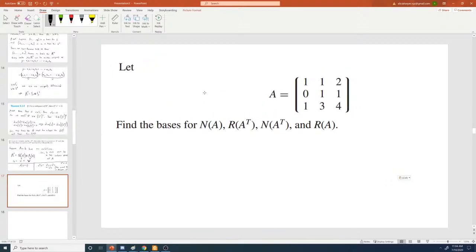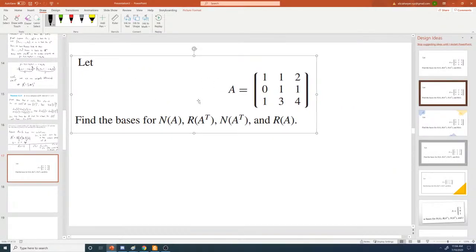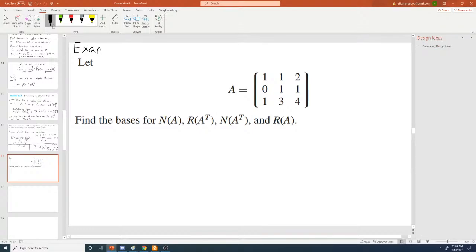So here will be our first example. I'm going to let A be this matrix. And what I want to do is find bases for the null space of A, the column space of A transpose, the null space of A transpose, and the row space, the column space of A. So here's the first observation we can make.